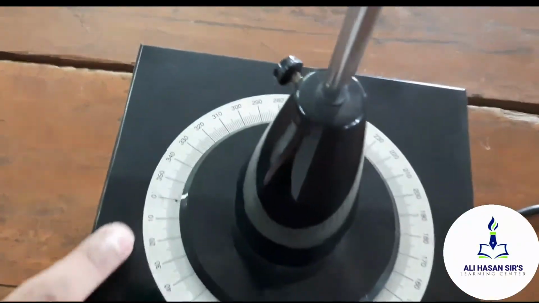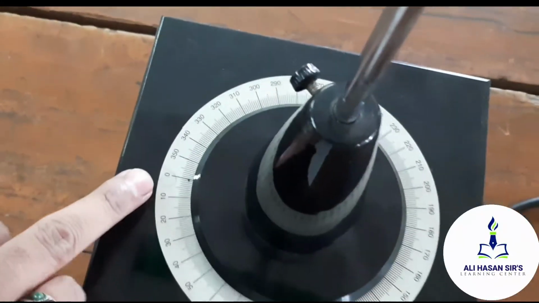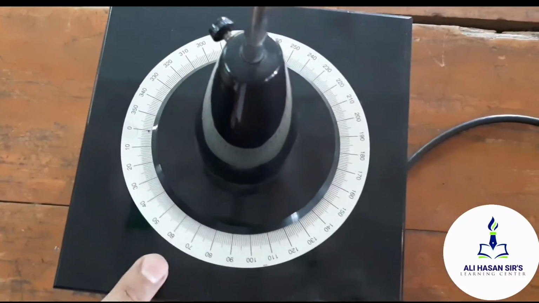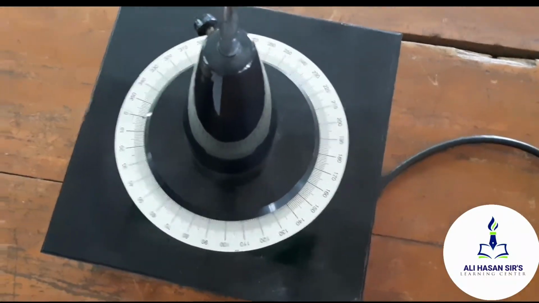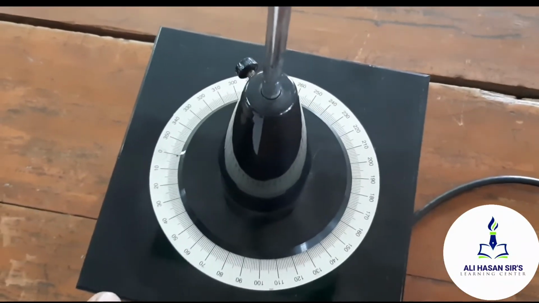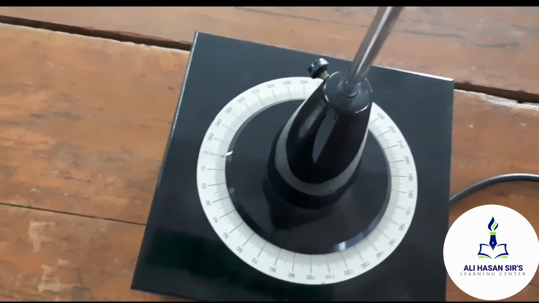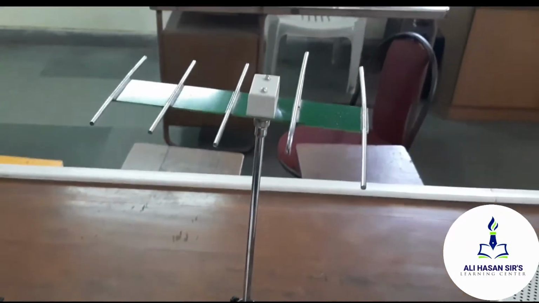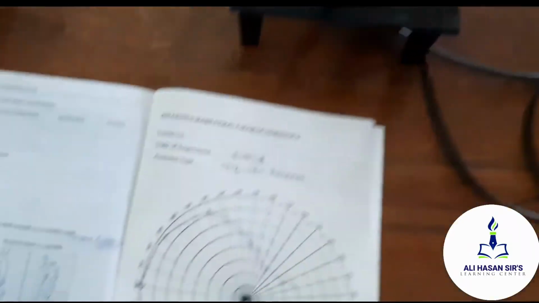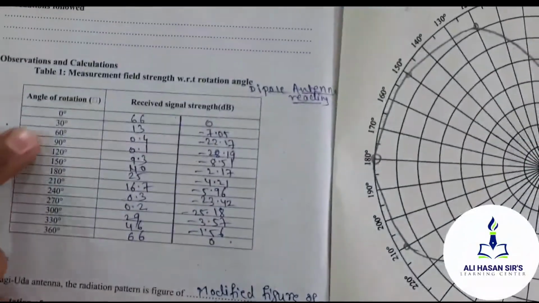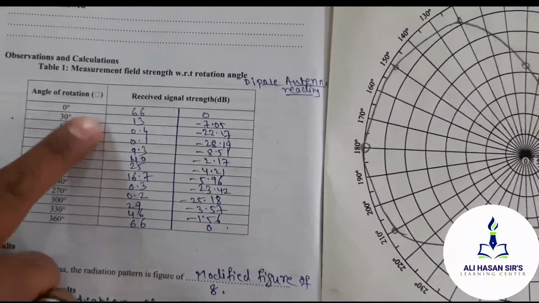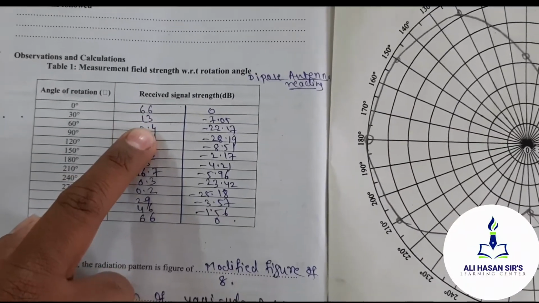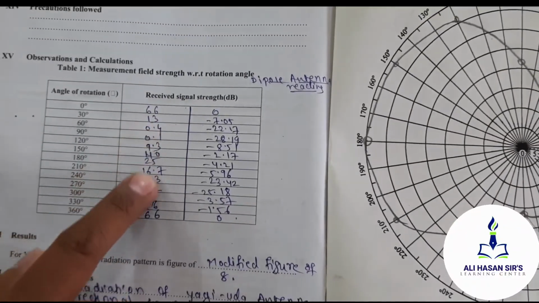For this experiment, first we look at the different angles of rotation. As you can see, the marked positions are 0 degree angle of rotation, 30 degree, 60 degree. We are going to rotate through the angles, and while rotating, the amount of current received by the receiving antenna, we are going to note down as a reading. In our observation table, the angles of rotation are given, and for each given angle the amount of current received by the receiving antenna we note down here.